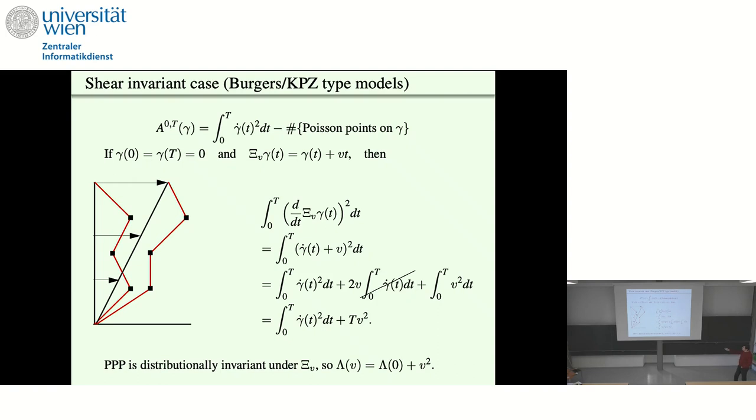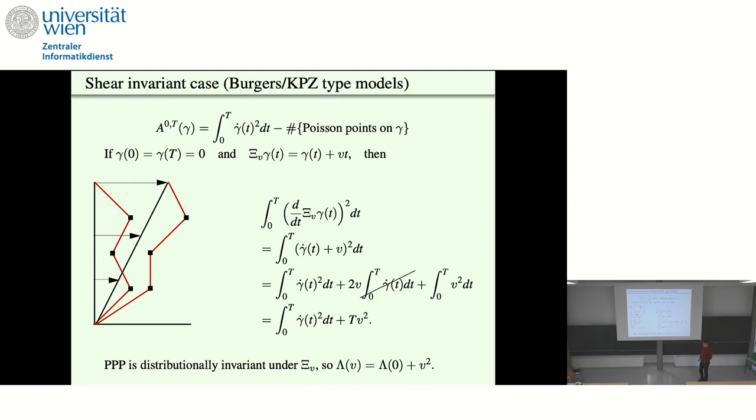For probabilists, it's like: how do you compute the variance for a shifted random variable? It's an extremely simple computation, right? So let's compute the kinetic action of this. You just write it out, you expand, and then this integral is equal to zero because path gamma connects zero to zero. So the total increment is zero. And so the action of the new path is the old action plus this deterministic number, TV squared.